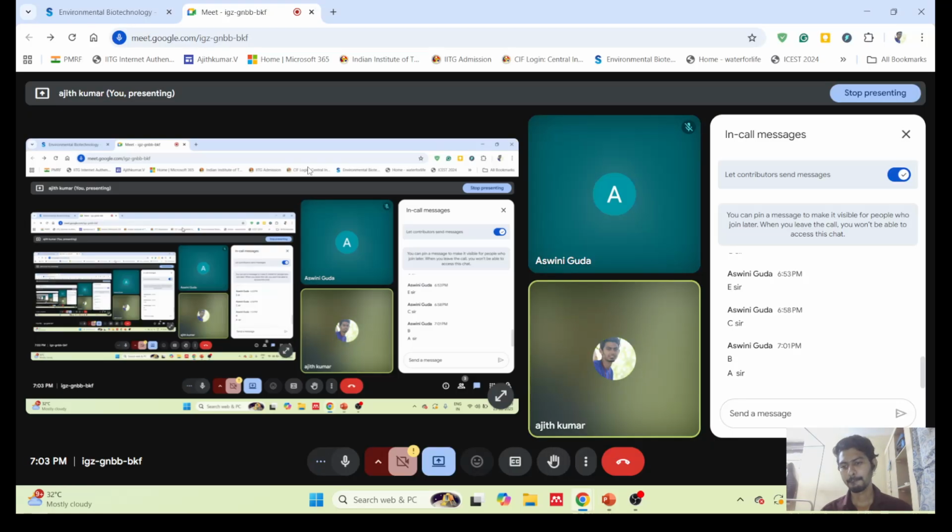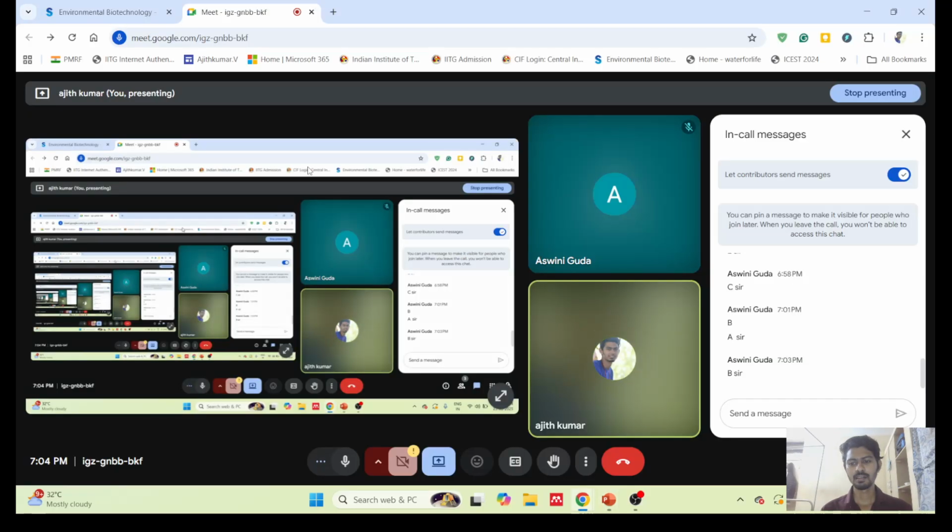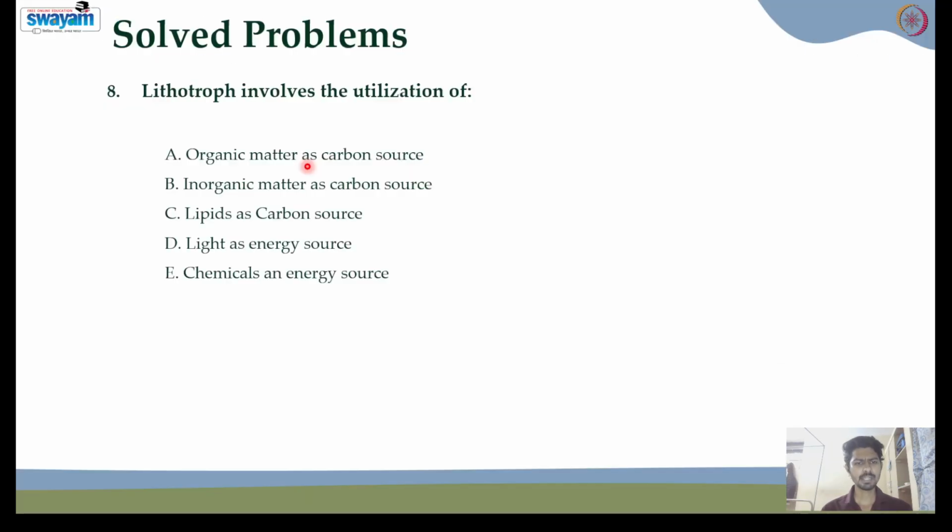Any answer? Lithotrophs refers to organic matter as a carbon source or inorganic matter as a carbon source or lipid as a carbon source or light as an energy source or chemical as an energy source. Lithotrophs means option B, okay, inorganic matter as a carbon source. We will see the answer now. Yes, it is correct. Inorganic matter as a carbon source.